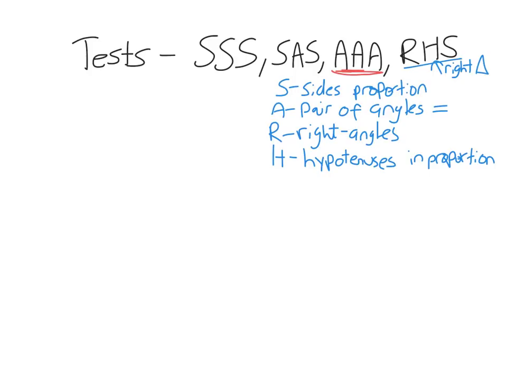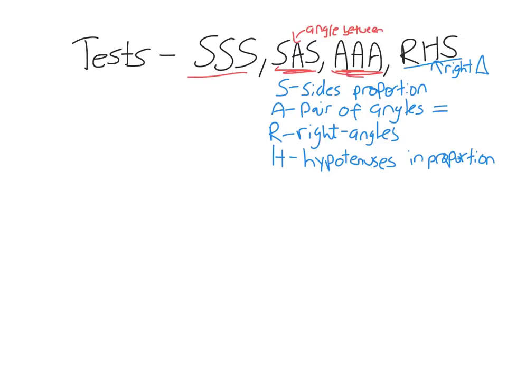What these tests are saying, so the first one, SSS, is saying that if all 3 pairs of sides are in the same proportion, then the 2 triangles will be similar. I don't need to check whether or not the angles are equal. I know they will be, because this test is enough to prove similarity. This second test here is a little tricky. It's 2 pairs of sides in proportion, but it has to be the angle between the 2 sides that are in proportion. It can't be any pair of angles, okay?